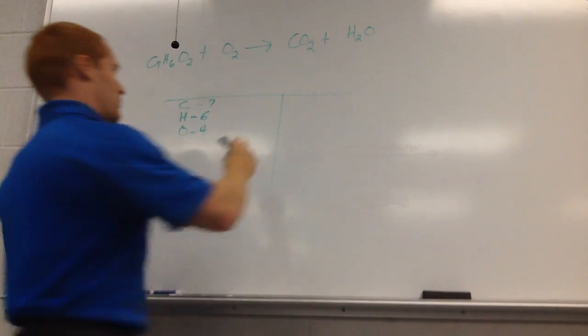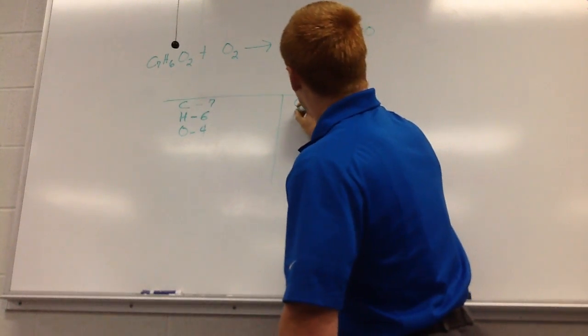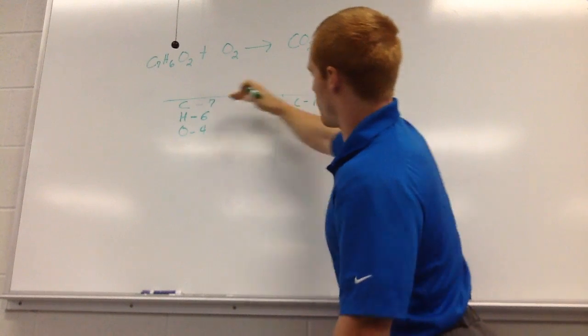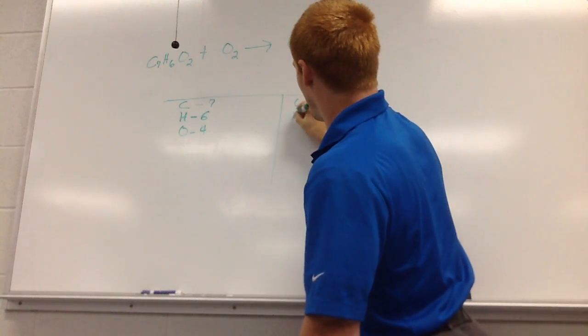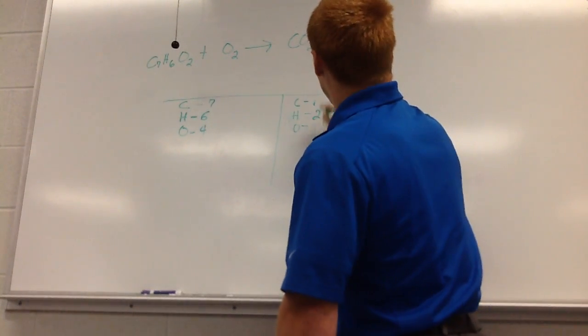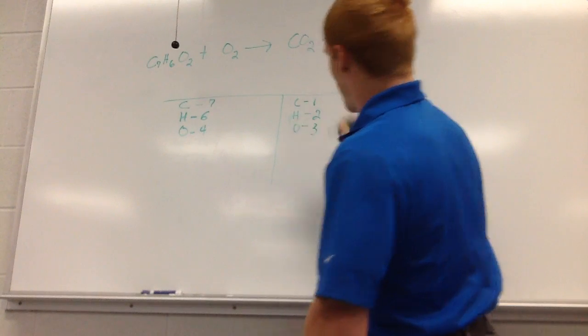Okay, the other side, I'm going to do the exact same thing. Carbon, there's 1. Sorry, I like to make it equal, so carbon's first, then we're going to go hydrogen, and then next is oxygen. So hydrogen, there's 2 here. Oxygen, there's 2 here, 1 here, so we have a total of 3.